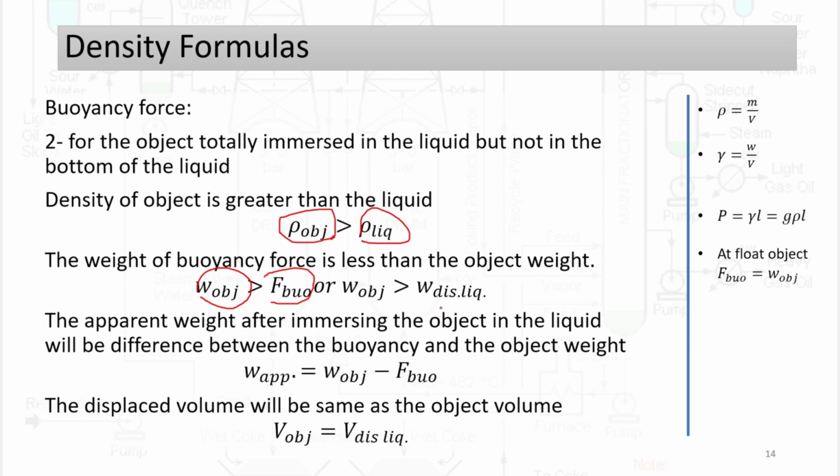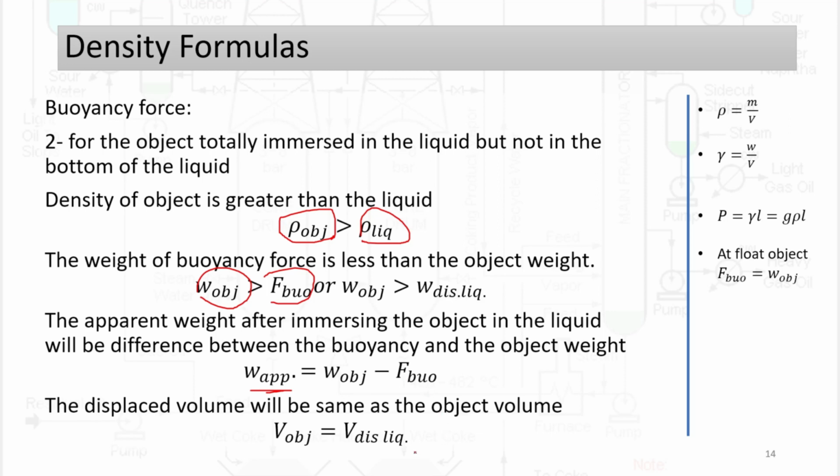Now in this case I have an apparent weight. There is a difference between the buoyant force and the object's weight, meaning I have an apparent weight. So this formula comes up: apparent weight equals the object's weight minus the buoyant force.